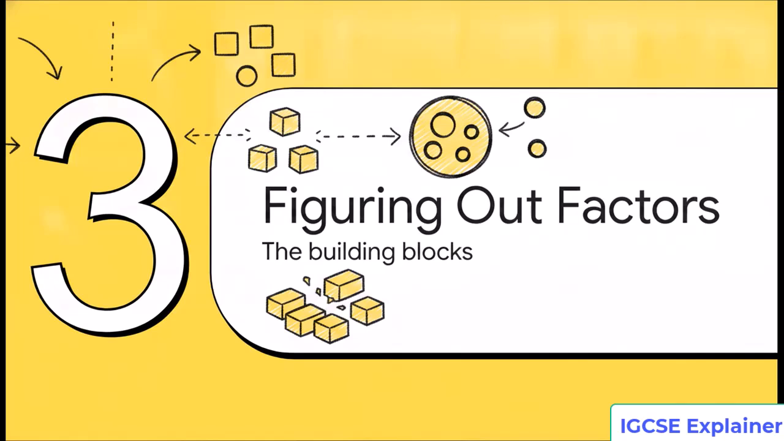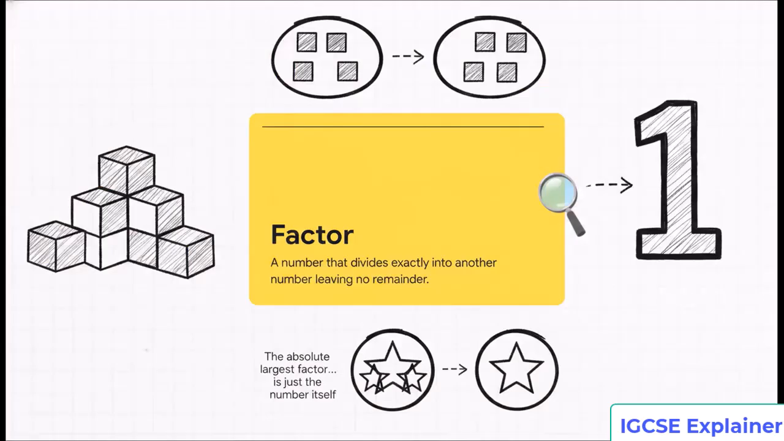All right, shifting gears a bit. Section 3, figuring out factors. A factor is a number that divides exactly into another number without leaving any remainder whatsoever. If multiples are about multiplying outward and getting bigger, factors are like the perfect little building blocks that fit exactly inside a number. Now, there are a few golden rules you've got to remember for your toolkit here. Number 1, always a factor of every single number. Always.